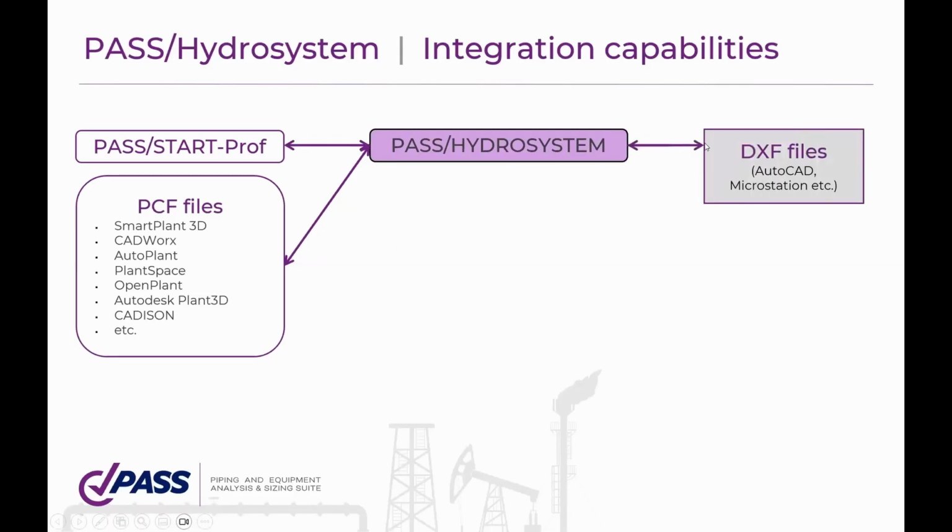In HYDROSYSTEM, we have a two-side interface with DXF files. So you can import DXF files if your piping system is drawn in some AutoCAD, MicroStation, or whatever. Or you can export your piping system from HYDROSYSTEM to DXF files to get this drawing of your pipeline.